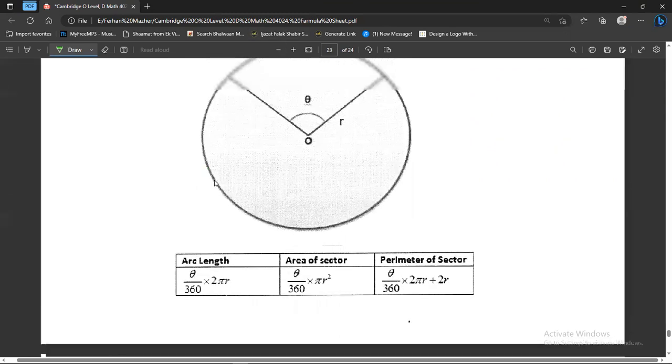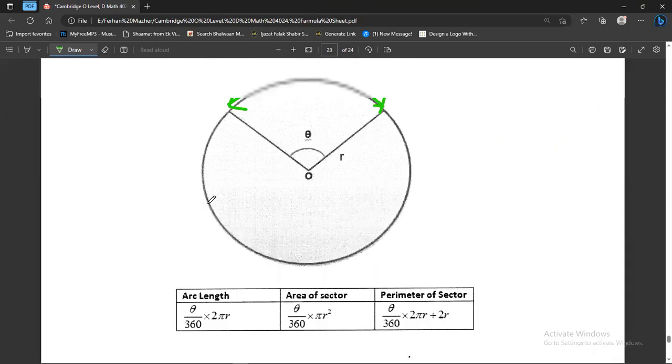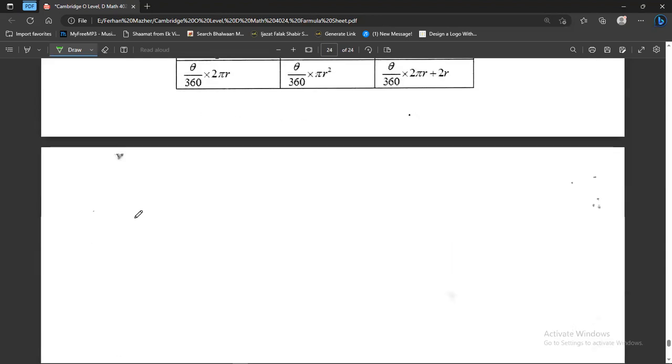plus 2 radius. Perimeter of the sector is this radius plus this arc. Obviously, this arc is theta by 360 times 2 pi r. Okay, then we have, okay, so we are done with this.